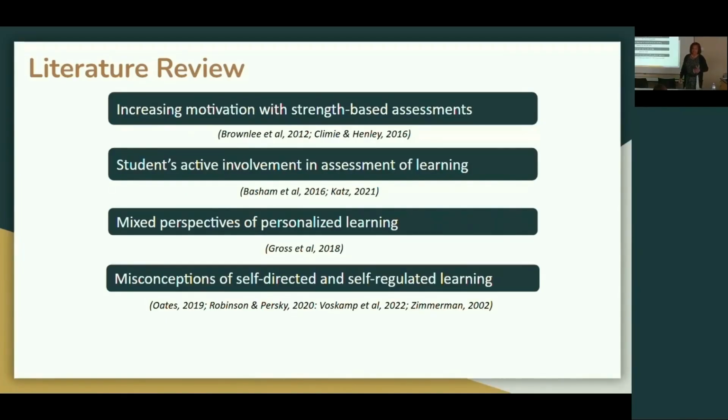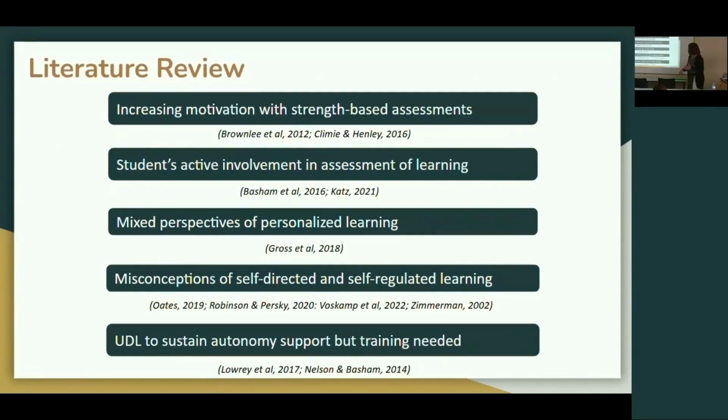So self-regulated learning, for instance, is really the application of cognitive skills to academic tasks. And these skills really require explicit instruction by the teacher. But a lot of teachers have reported that they may not have the training to teach these skills. But research has said that in order to become a self-directed learner, you first need to be a self-regulated learner. And that's what we're looking at today.